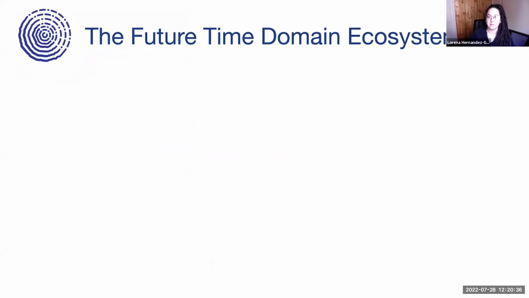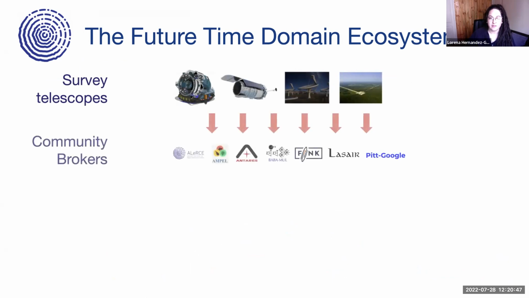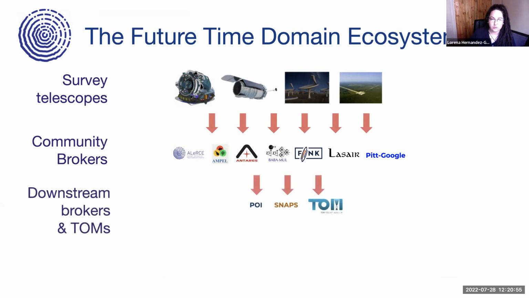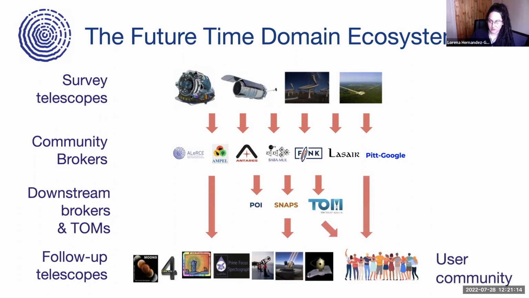So when the beta Rubin starts working, the way in which this will work is that we will have the beta Rubin or maybe other Savic telescopes that might work the same. And the community brokers will be responsible for ingesting the alert stream and sending it to downstream brokers, and also for target and observation management, as well as helping decide what are the interesting sources to be followed up by other telescopes, as well as sending this information to the user community.